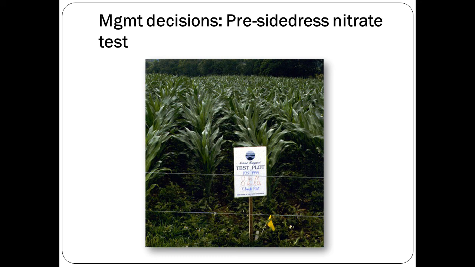So this pre-sidedress nitrate test lets you determine how much nitrogen your corn really needs, and if it needs some, then you're going to come in and you're going to side dress it, special equipment, where you're again laying down the fertilizer right next to the stalk of the plants.